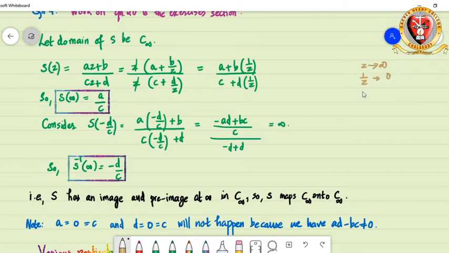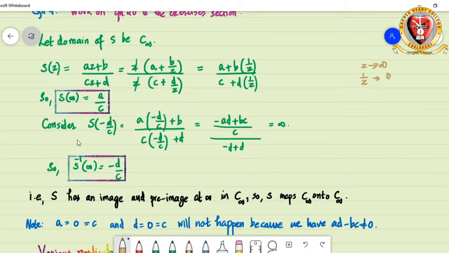Both are the same. So here this 1 by Z will tend to 0. Here also 1 by Z will tend to 0, and that will give us A by C. So S of infinity is equal to A by C. So whenever we are putting infinity into the Mobius transformation, its image will be A by C.